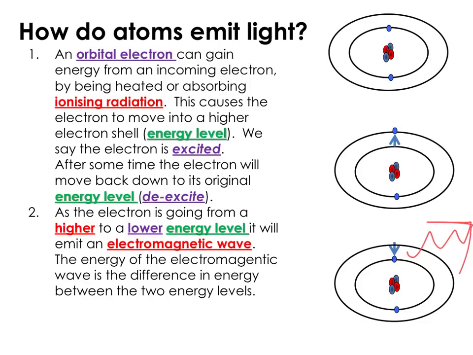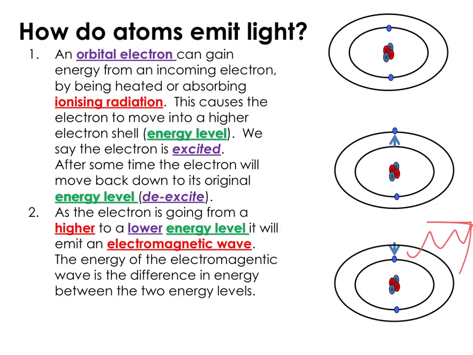So as an electron moves from a higher to a lower energy level, as shown here, it will emit that excess energy as an electromagnetic wave. And that is how atoms emit light, because light is a form of electromagnetic radiation, but they can also emit things at other parts of the electromagnetic spectrum, such as UV or X-rays or gamma rays. The energy of the electromagnetic wave is equal to the difference in energy between the 2 energy levels. As an electron moves down, it will go from one energy level to the next. Those 2 energy levels have a set value for energy, and the difference between them is the same energy as the electromagnetic wave.